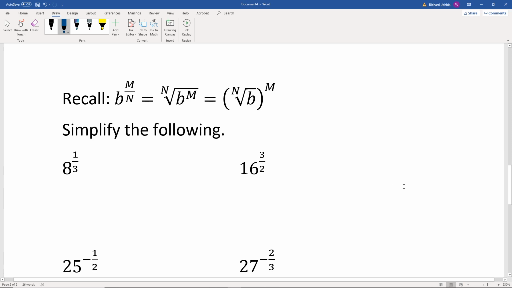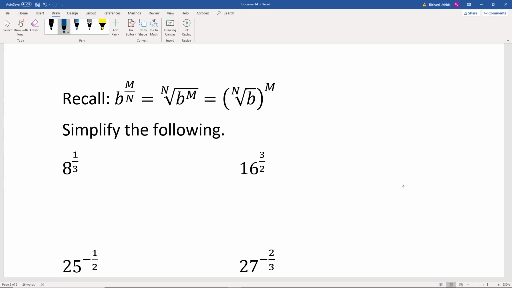Now, another thing to remind ourselves about is what if we raise a number to a fractional exponent, like 2/3, 3/2, negative 2/3, and so on. Raising b to the m over n is the same thing as taking the nth root of b to the m, which is also the same thing as taking the nth root of b and then raising that to the m power.